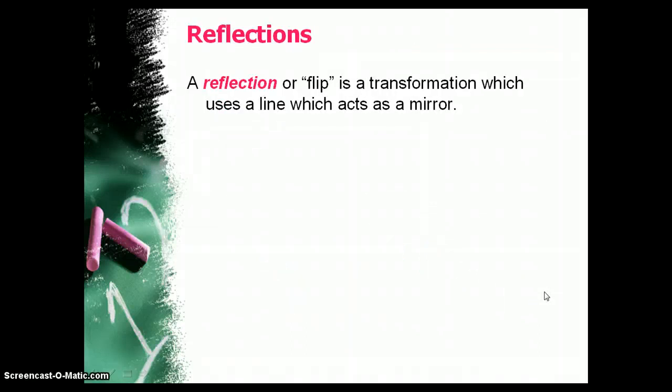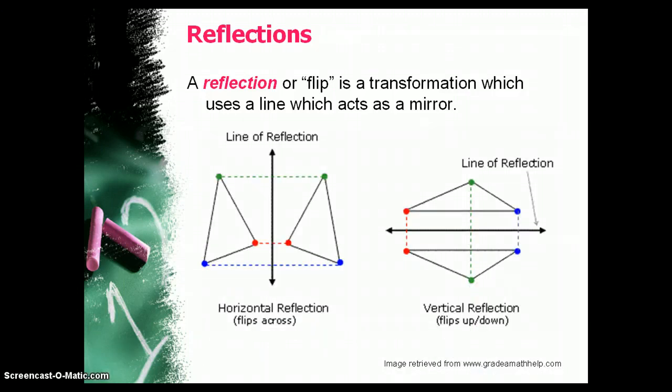What's a reflection? A reflection can also be called a flip, and it is a transformation which uses a line which acts like a mirror. Here are 2 examples. In the first example on the left, the line of reflection is a vertical line. This is called a horizontal reflection. If you notice, each of the red points is the same distance from that line of reflection, as are the green points and the blue points.